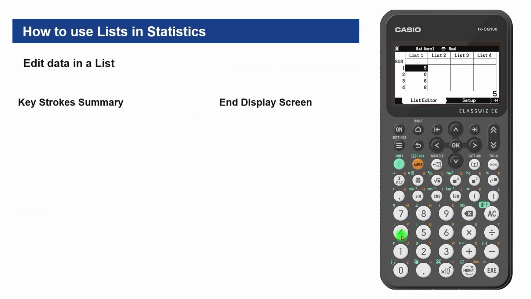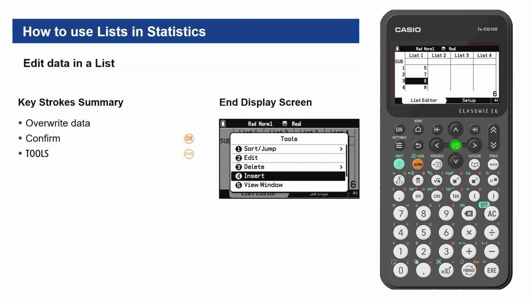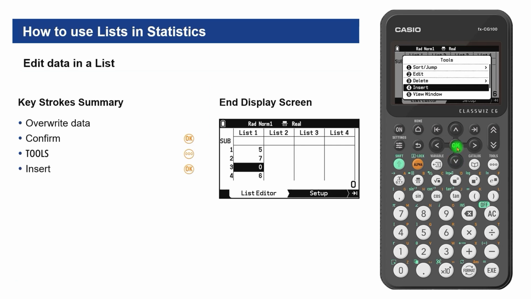To change the appearance of the list data, we can easily edit the list. To change a specific data value, scroll to highlight it and enter a new value. Confirming overwrites the old value with the new value. If a data value has been omitted from the list, press Tools and select Insert. This enters a new cell with default 0 value in the row above the current highlighted cell, which can then be overwritten with a new value.